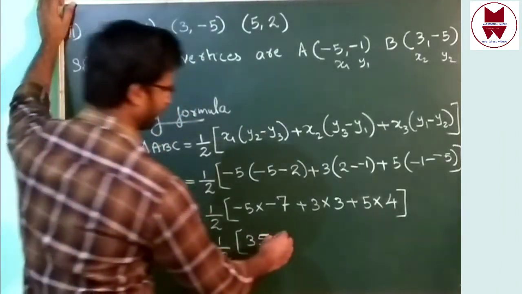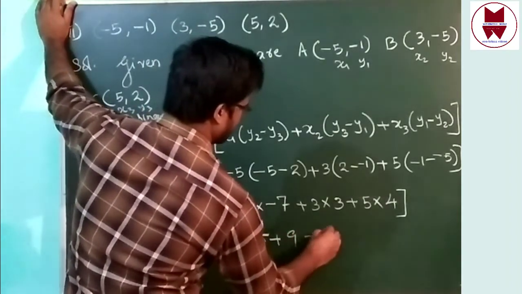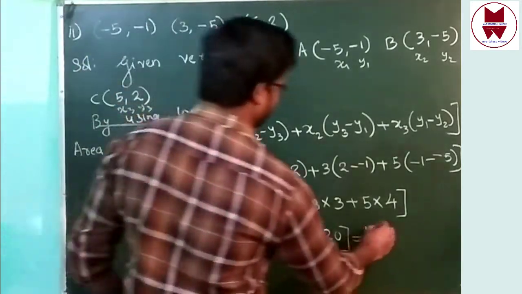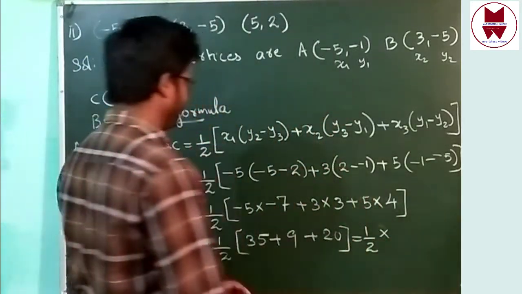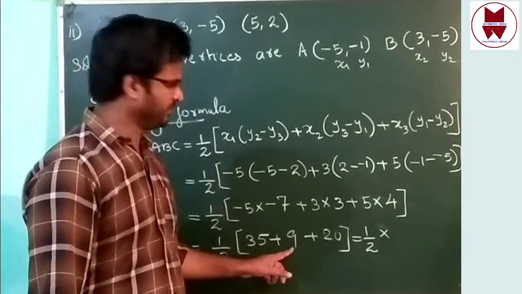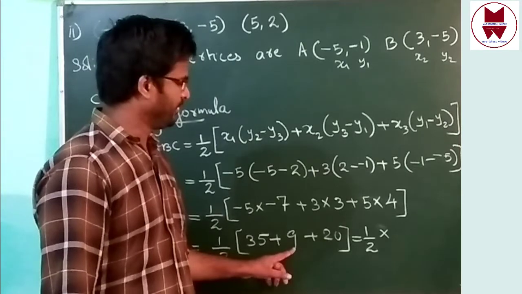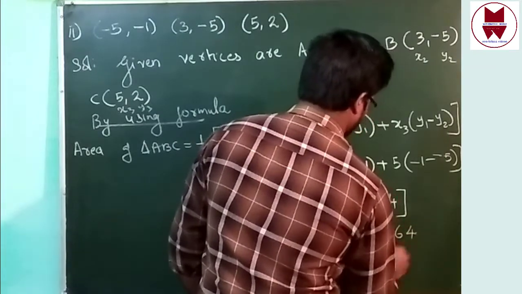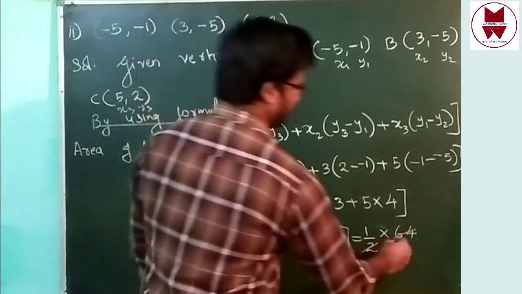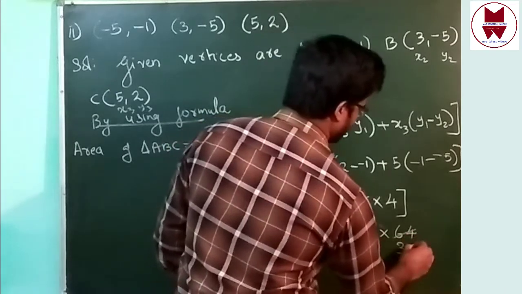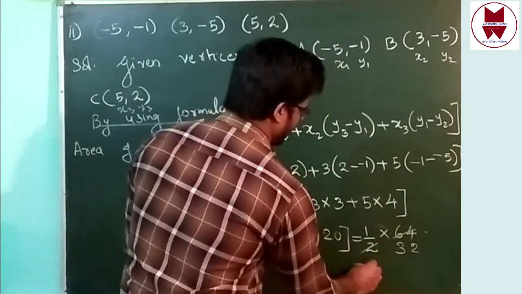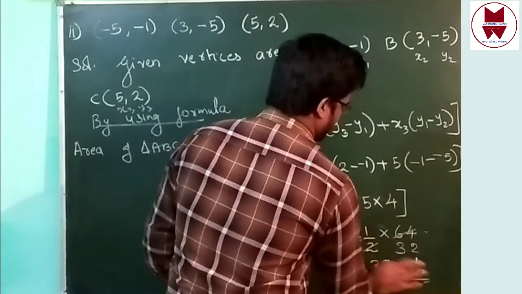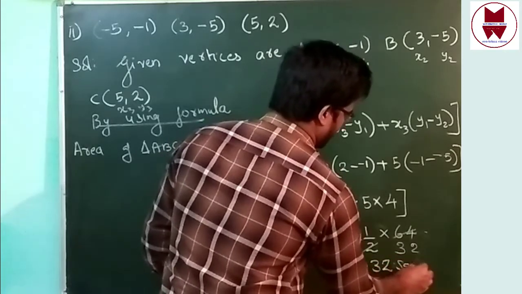35 plus 35 plus 9 plus 20, equal to 1 by 2 into, you can add 35 plus 9, 44, isn't it? Then 44 plus 20, 64. Cut it, 64 and 2. What do you get? In 6, 3 times. In 4, 2 times. You will get 32. 32 units, 32 square units. Square units.